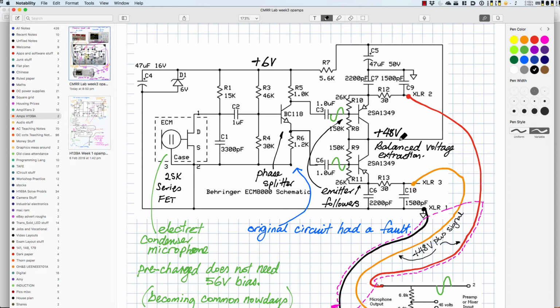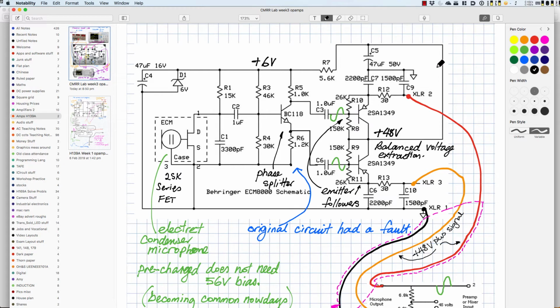This uses 48 volts phantom power, but I will note it also uses an electret condenser microphone cartridge. It does not need 56 volts of bias like we normally see in condenser microphones. This stays permanently charged throughout the life of the microphone. We have a 2SK series FET happening here, then a BC118 phase splitting the signal. Then we have a balanced voltage extraction system here.